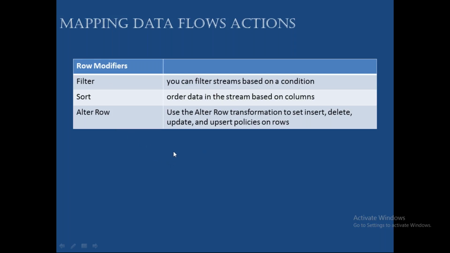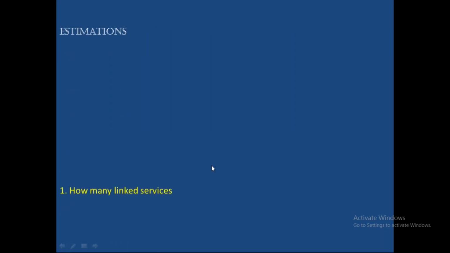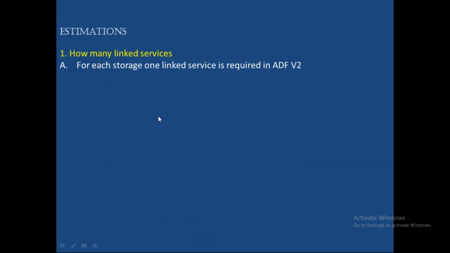We are going to use only three things: derive new column, new branch, and aggregate. Estimations: do you know how many linked services? Because my input data and output data I want to write into Data Lake Storage Gen2, I'm going to create one linked service.